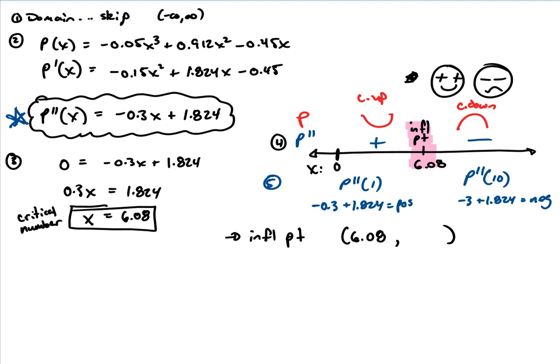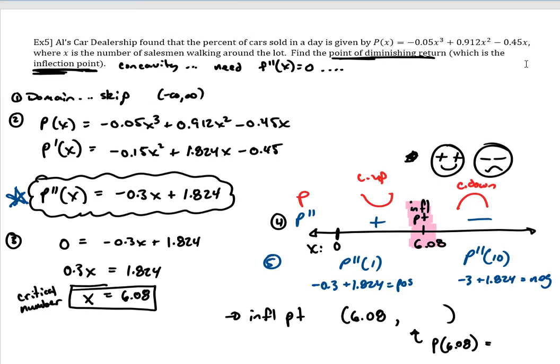So that parenthesis was too soon. We would get this y coordinate. Okay, so let's go ahead and get this y coordinate, which is plugging 6.08 back into our original function, the one that was in the problem right there. So I'm just plugging 6.08 into that x.